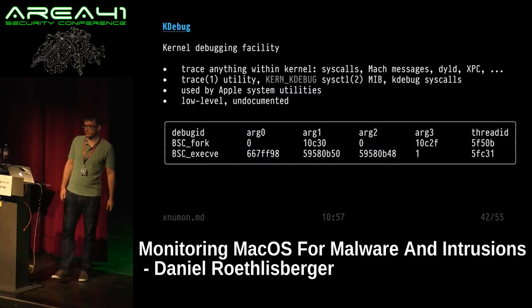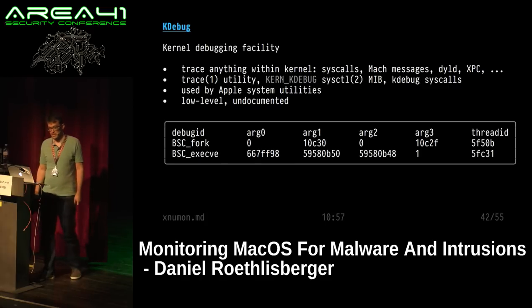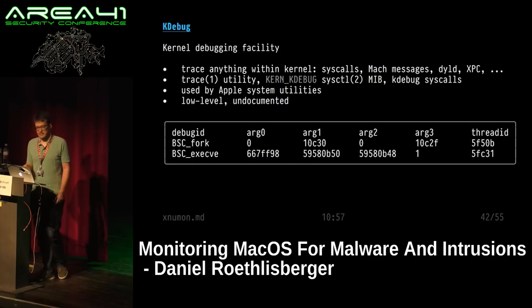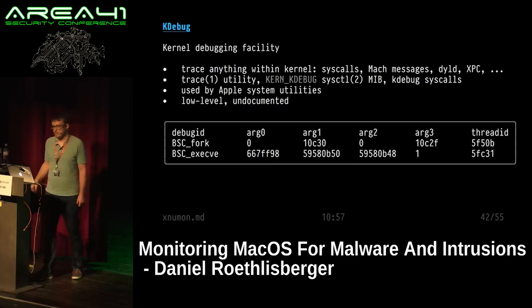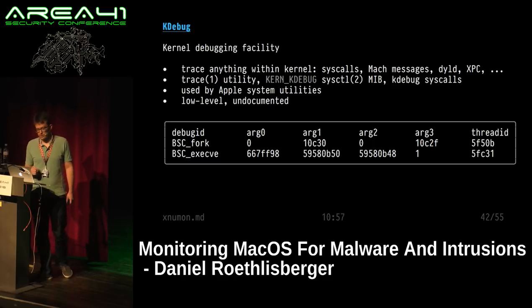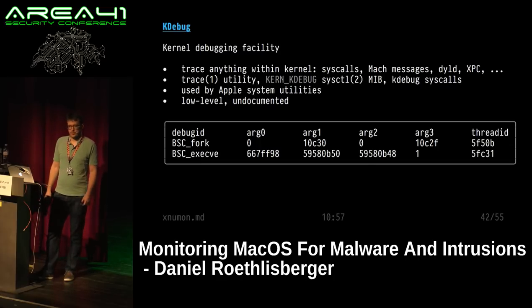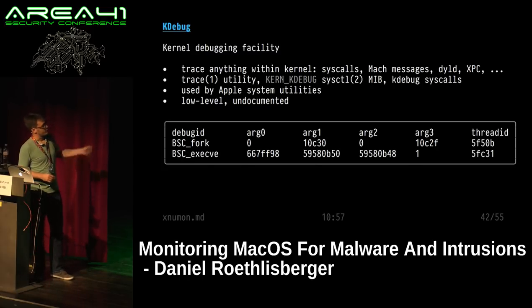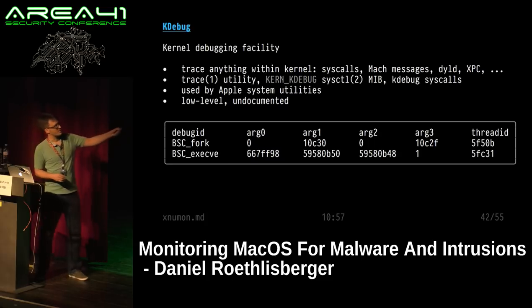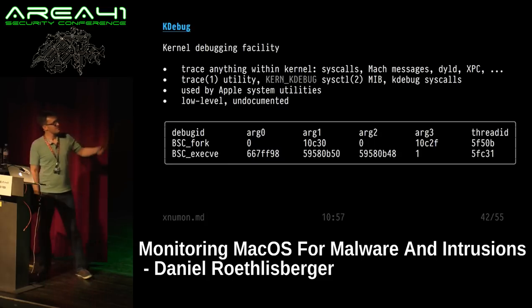Then there's KDebug, another very powerful facility that you can use from user space. It's intended for debugging. You can attach, you can kind of monitor which functions get entered and left in the kernel. It has access to a lot of very low-level kernel things, including Mach messaging, the dynamic loader, XPC. You can access it with the trace utility if you want to play around with this. It's used by a lot of tools by Apple, like Instruments. It's very low-level, as you can see. For the fork, you can guess that these are the two PIDs. But for the exec, I'm not so sure what the information here is, what these addresses translate to.